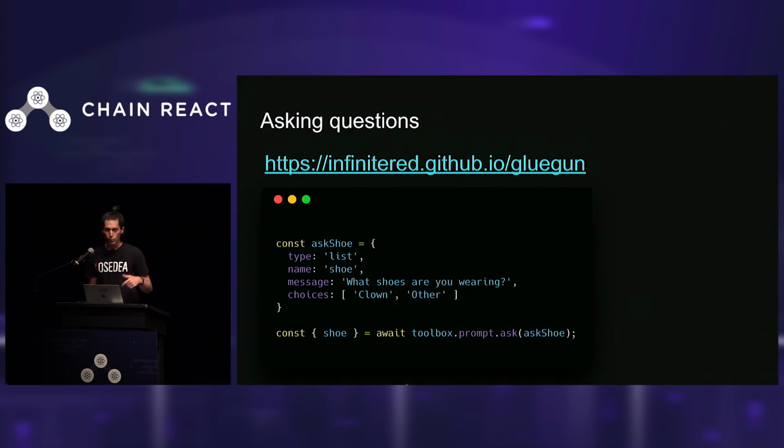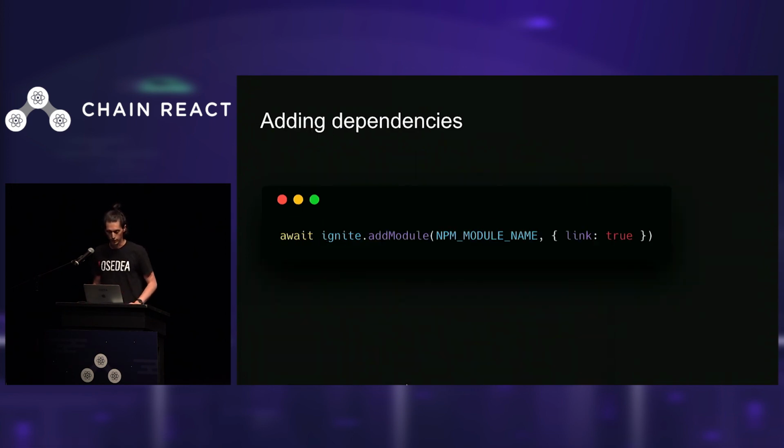To show you how easy it is to do, I just wanted to go over a few things that you can do in your plugin. Under the plugin is Gluegun. Gluegun is like a huge toolbox of tools that you can use to manipulate files and patch files and do stuff. To see how easy it is, here I just put an example to just ask a question. You just call a JS function that says prompt ask and a question with a name, message, and choices. So that's as easy as that.